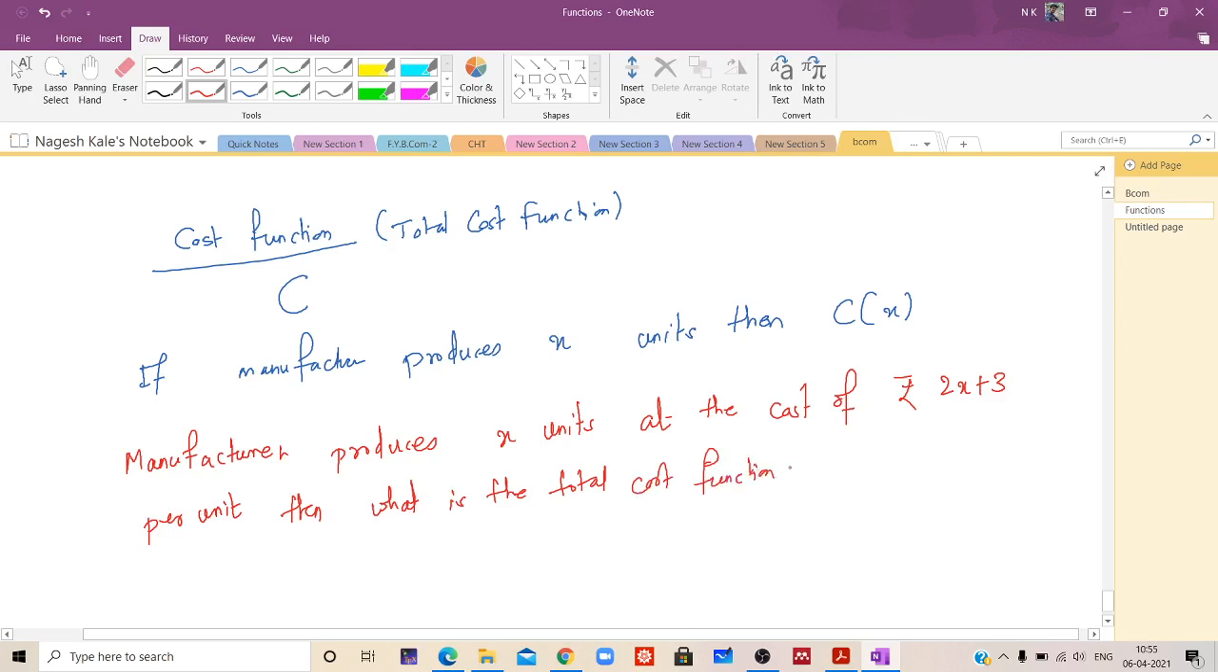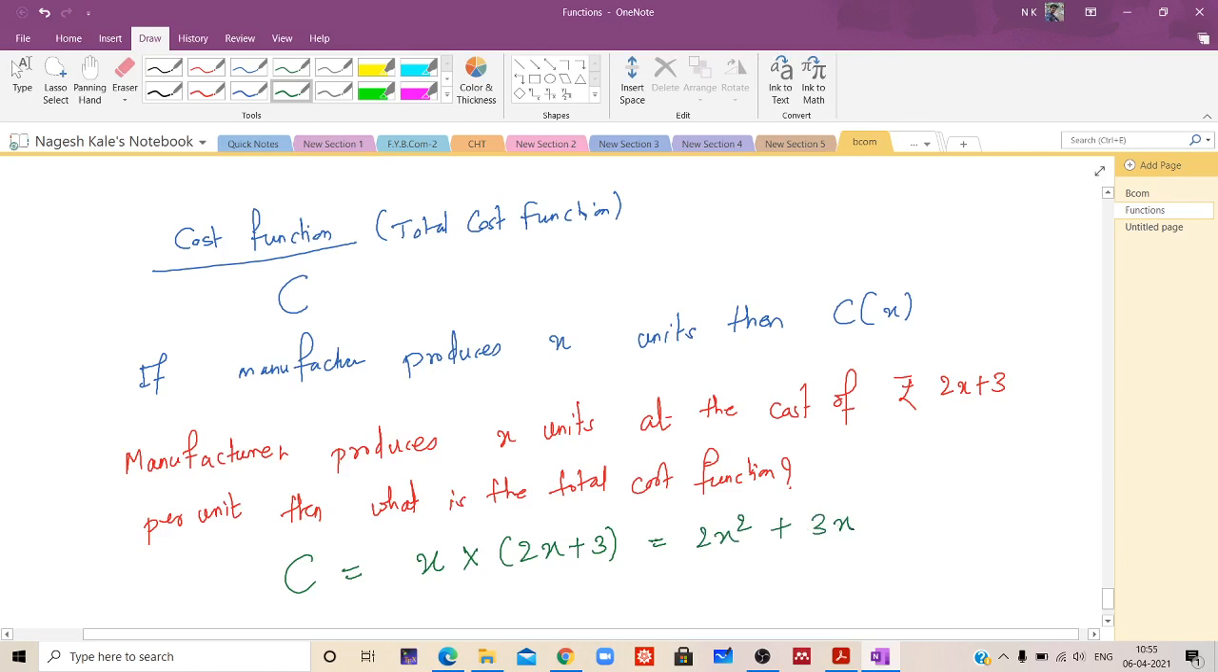This question is very easy to understand, right? So manufacturer produces x units at the cost of rupees 2x plus 3 per unit, and you have to calculate total cost function. So answer will be something like this. Total cost function is equal to number of units, that is x, multiplied by cost of each unit. So cost of each unit is 2x plus 3. So we have to multiply this bracket by x. Each and every term of the bracket should be multiplied by this term. So x into 2x is 2x square, and x into 3 is 3x.